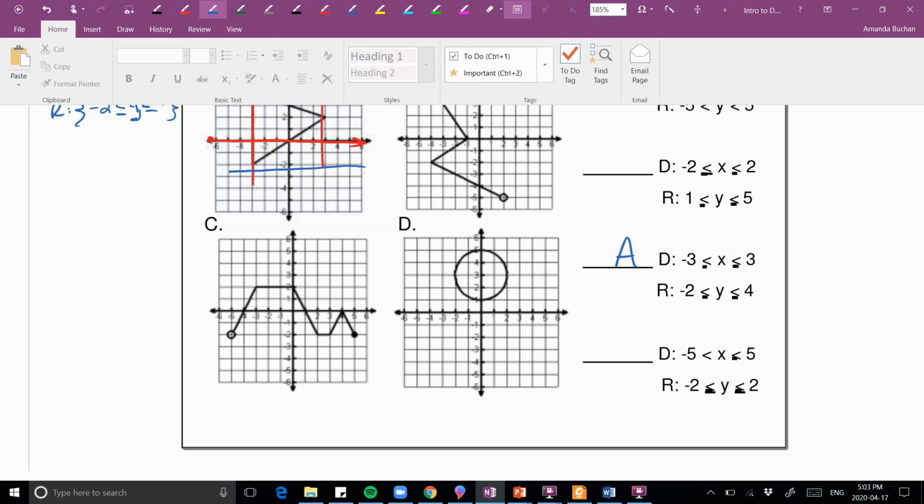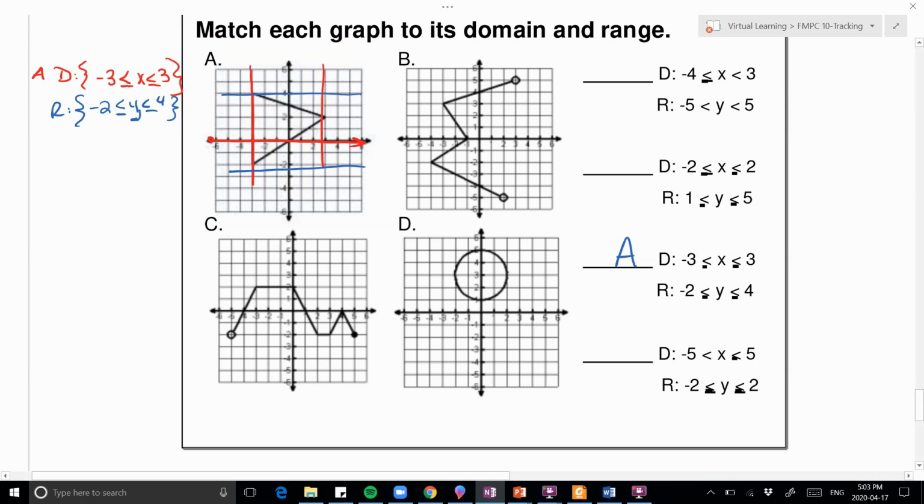Okay, so for B, we're going to deal with our domain. On the small end here, it looks like I've got a -4. So we're going to have domain -4. And because it touches, it's going to be part of that data set. And on the big end here, I've got a 3.